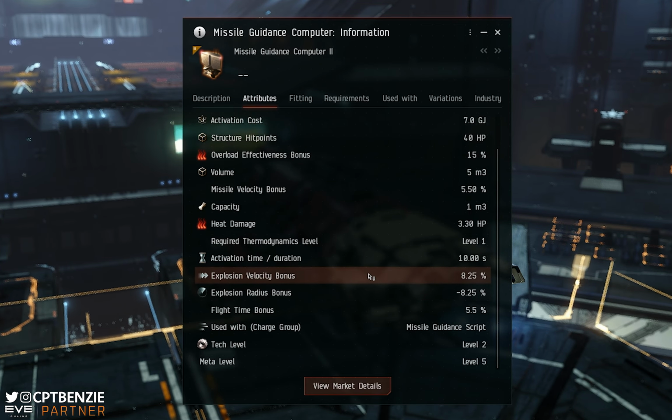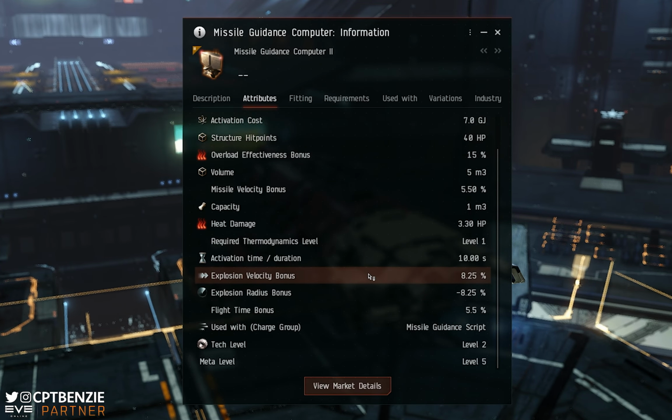And an immediate point we need to bring to that is therefore that if you are in a fleet engagement, a guidance computer or a tracking computer only affects your damage, whereas a Webifier or a Target Painter, because it's affecting the targeted ship, will affect the damage of everyone who is shooting at that vessel, right? I hope that makes sense. However, it does directly impact our own missiles here. We're getting better explosion velocity, better explosion radius, and slightly longer range. And that's just for having the module activated.